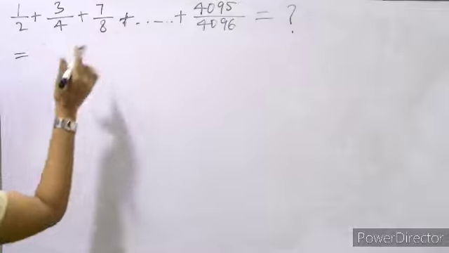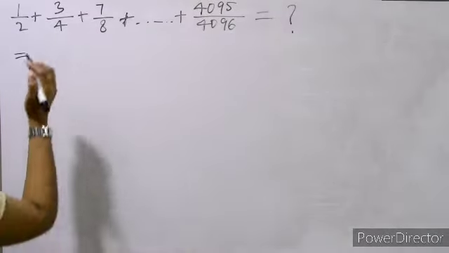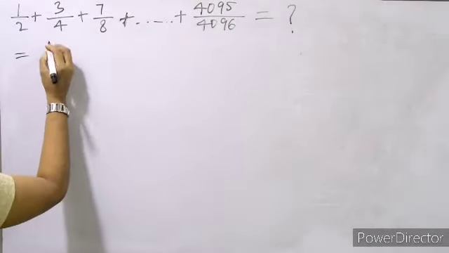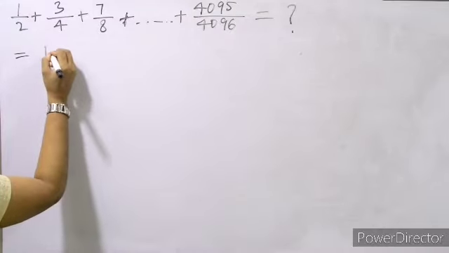Okay. We have to find the value, the summation of this series, the sum of the series. So what we'll do is, for 1 upon 2, we can write 1 minus 1 upon 2.